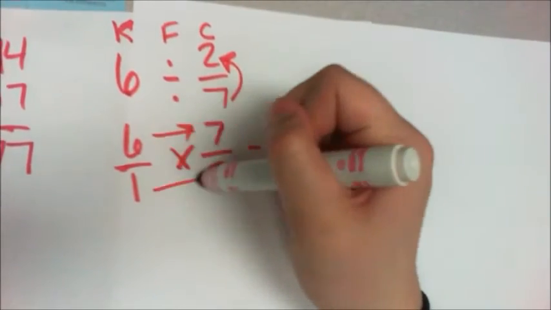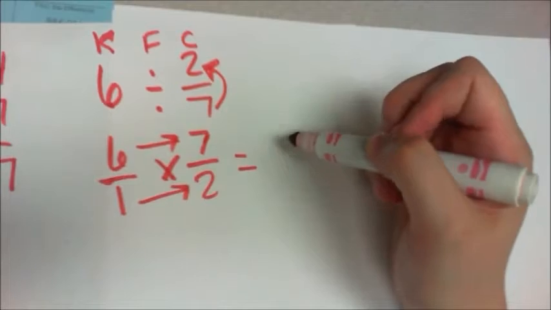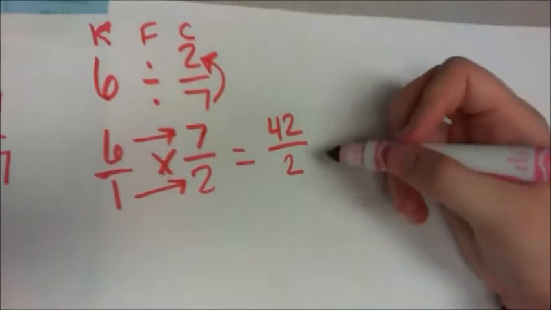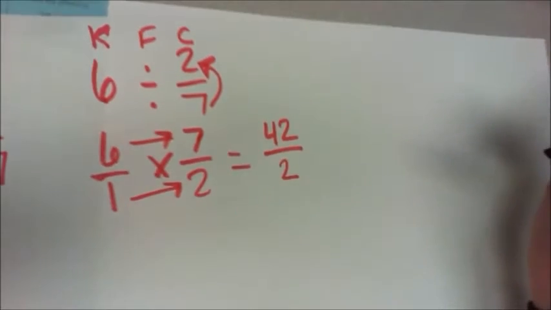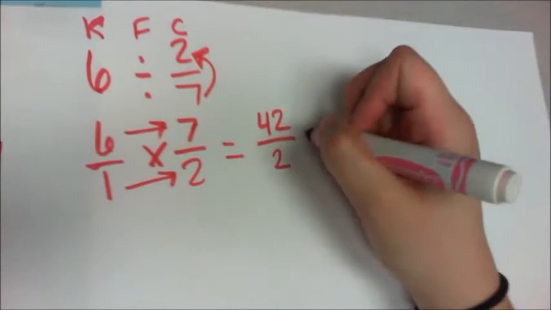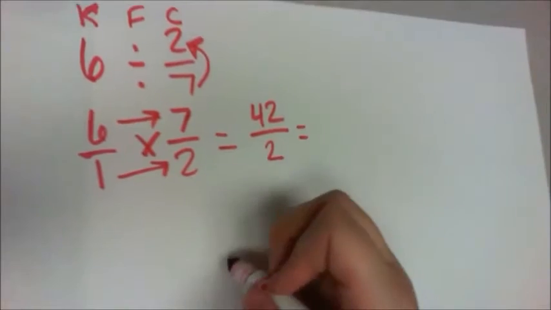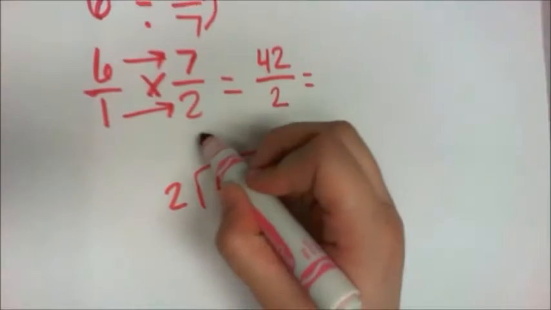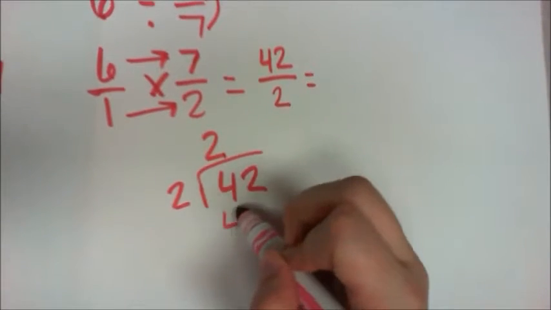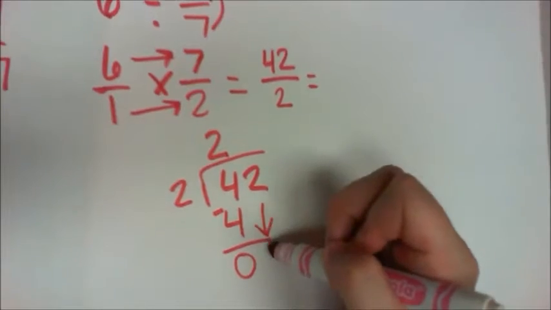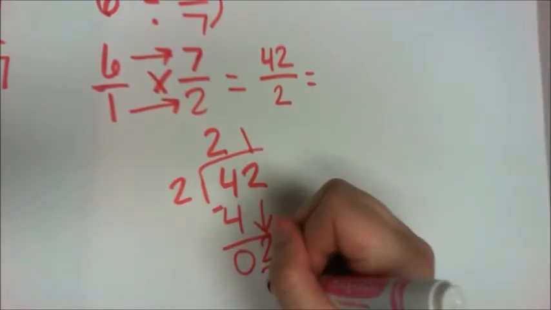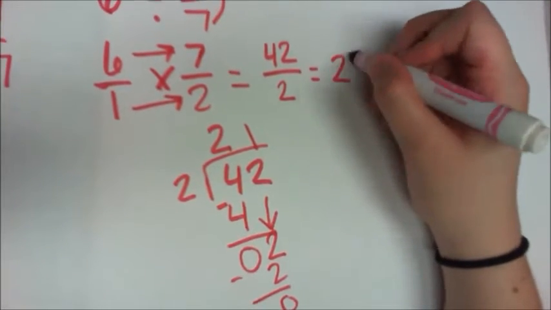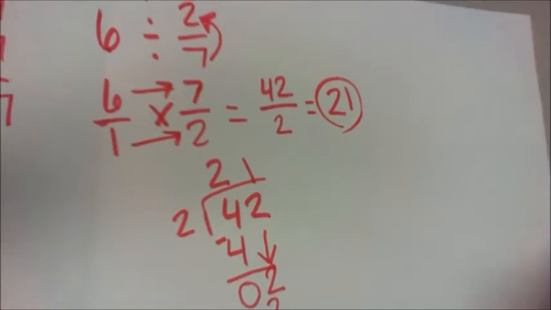Now we just multiply across. 6 times 7 is 42. 1 times 2 is 2. But we can't leave it like this. We can reduce this fraction. Actually, it won't even be a fraction. 2 goes into 42 a certain amount of times. If you can't remember, let's go ahead and divide. 2 goes into 4 2 times. 2 times 2 is 4. Subtract. Bring down. 2 goes into 2 1 time. Subtract. You're done. So 42 divided by 2 is 21, which will be the answer to 6 divided by 2/7.